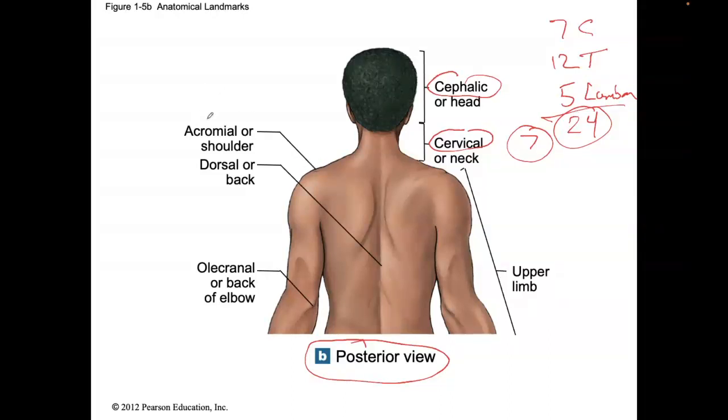The highest part of the shoulder is acromial. The back of the elbow, olecranon or olecranal. And the back is called dorsal. So dorsal and posterior are interchangeable because they both mean back. Just think of a dorsal fin of a shark. It's on its back. Dorsal.